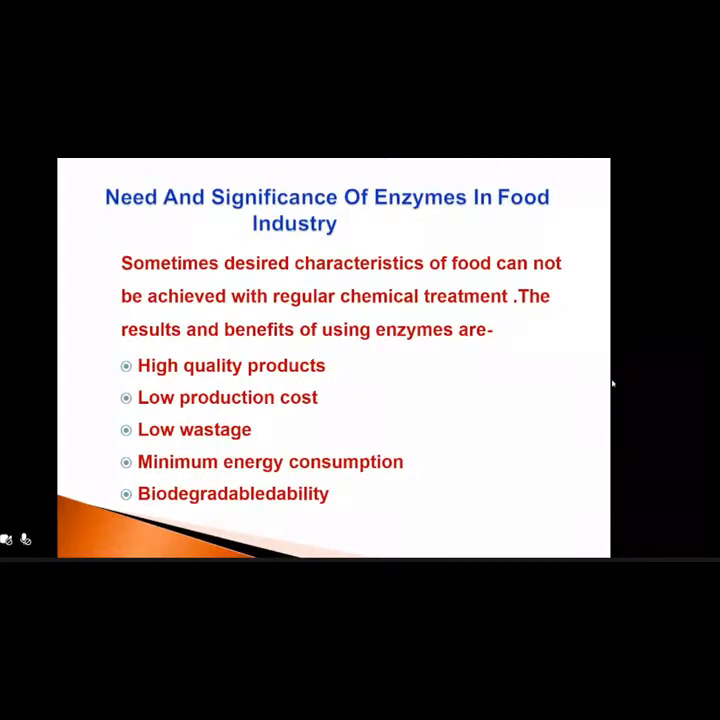What is the need and significance of enzymes in the food industry? As I told you, it is to enhance the quality of food, giving high quality products, with low production cost, low wastage, and minimal energy consumption during food processing.